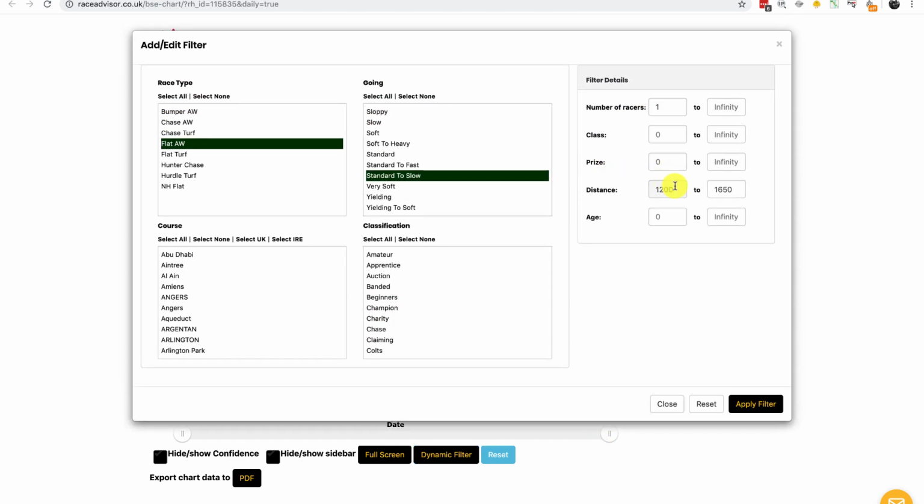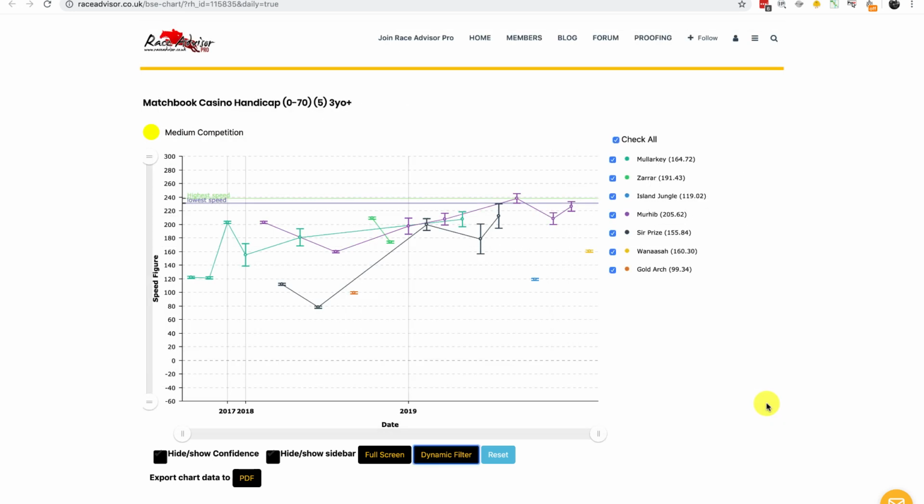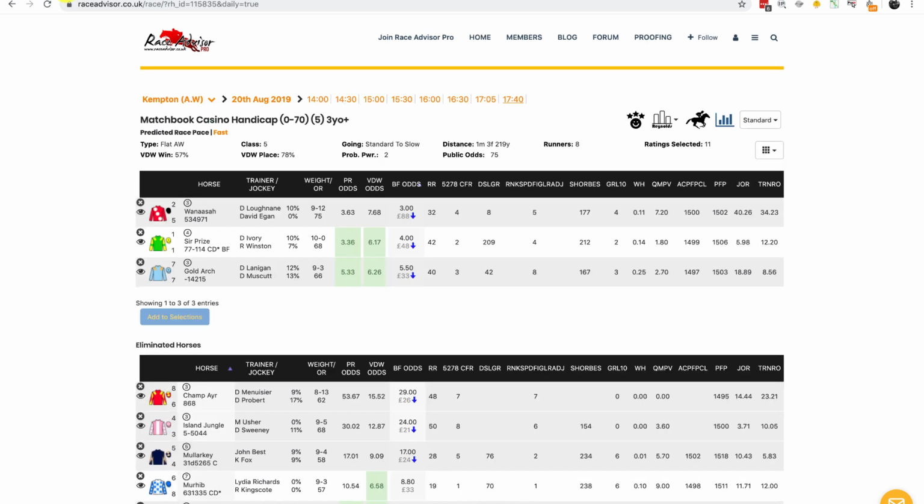So I'm just going to open that back up, and we're looking to get as close to the race conditions today as we can, while we still have enough races on the horses. And once we've got that, we're going to slowly scale back as we read them. So this is a handicap for 3-year-olds plus, we can see up here.